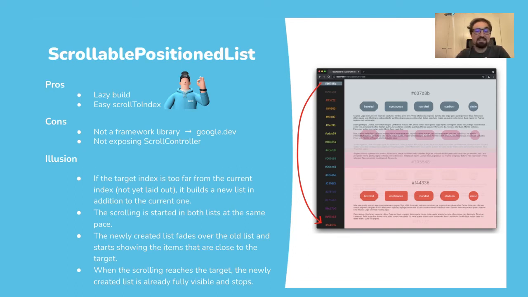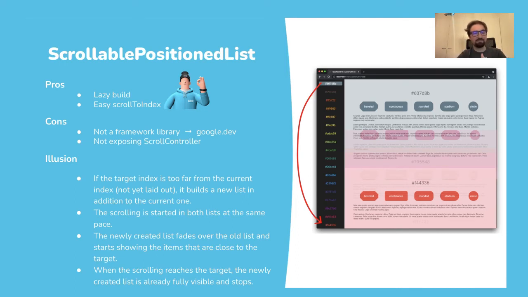Another disadvantage is that it is not actually a standard list view. It doesn't expose a regular scroll controller because it's not a regular list view. And the problem here is that we need scroll controllers for scrolling animations using slivers, for example. And this widget provides a very clever solution, like an illusion, as I said. It enables index-based scrolling and lazy building with this illusion.